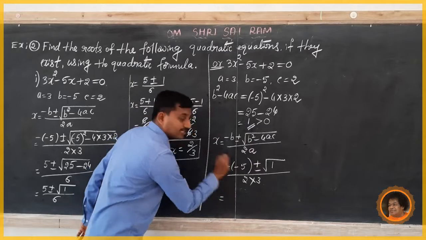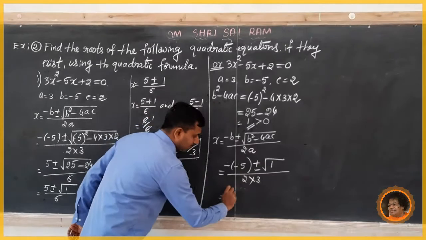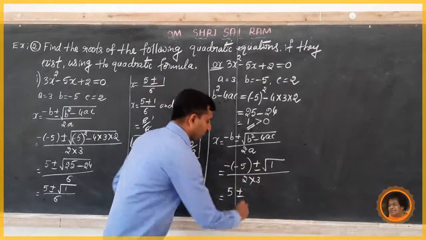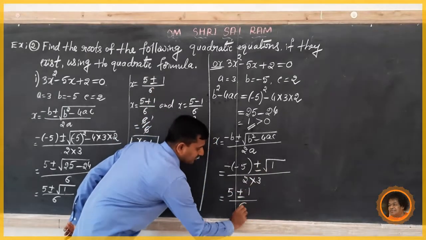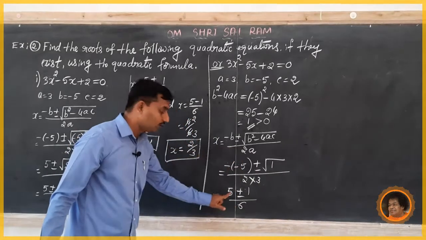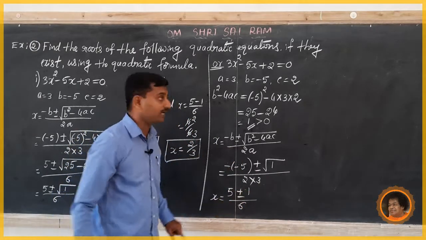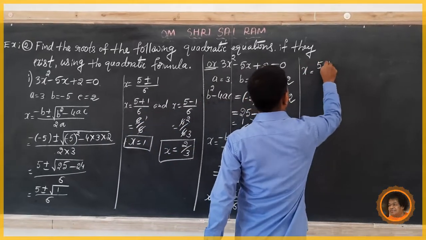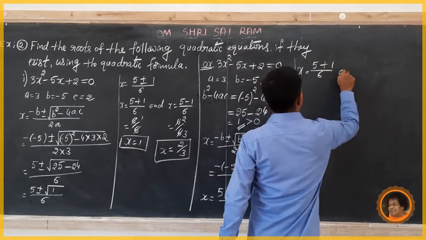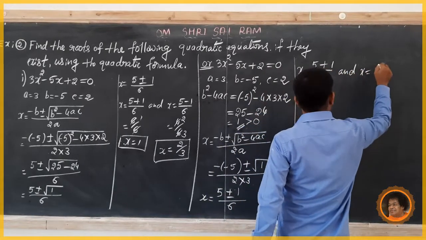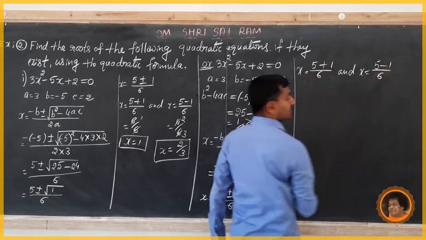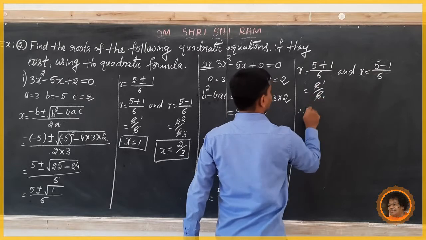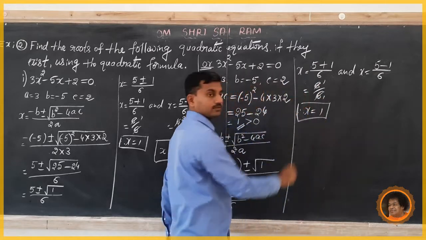So minus into minus is plus, so 5 plus or minus, what is the square root of 1? The square root of 1 is 1, divided by 2 into 3, which is 6. So this is the value of x. So x equal to 5 plus or minus 1 divided by 6. Now find the roots. x equal to 5 plus 1 divided by 6 and x equal to 5 minus 1 divided by 6. So 5 plus 1 is 6, 6 by 6, 6 ones are 6, therefore x equal to 1.